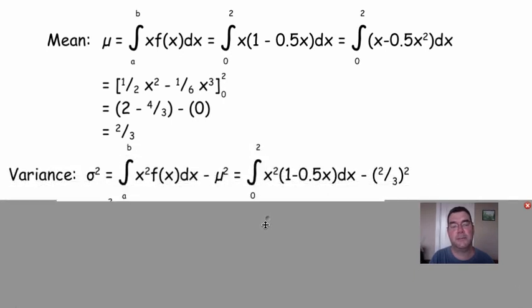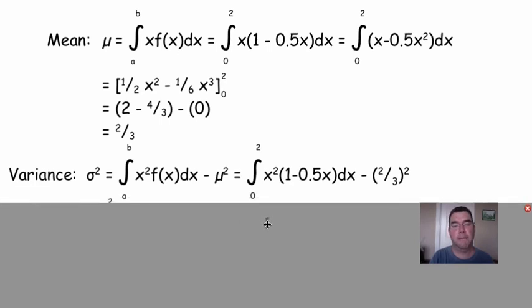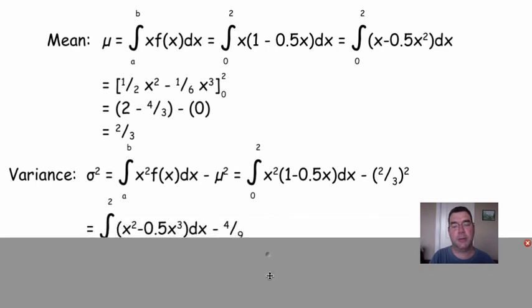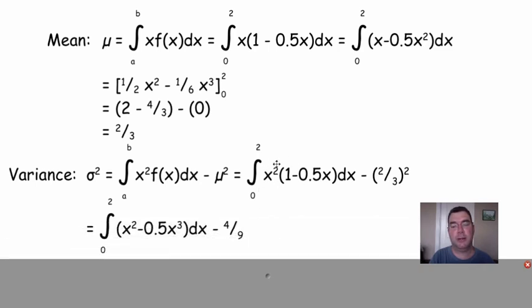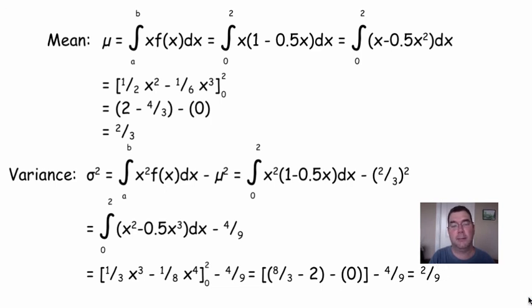To do the variance, same thing, but I've got to square the x's, then multiply by f of x, and don't forget to subtract off your mu squared. I forget that all the time, but don't do that. Same process. Remember, I need to distribute that x squared so that I'm not taking the antiderivative of a product. That's really hard to do. So that's what I'm going to do. It's going to be x squared minus 0.5 x cubed. Take the antiderivative of that and subtract off the 4/9. And after a lot of algebra, I end up with a variance of 2/9. So that would be your variance for that distribution.